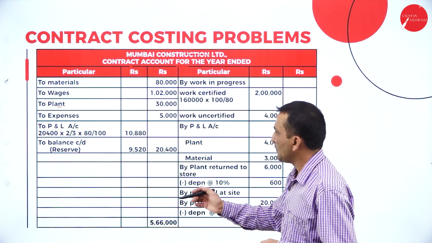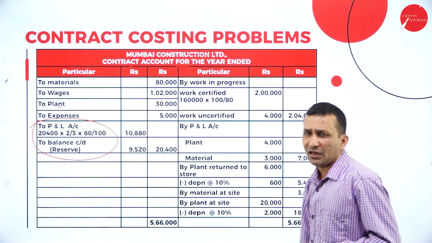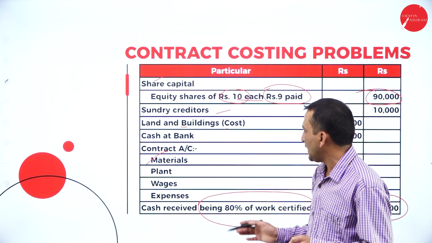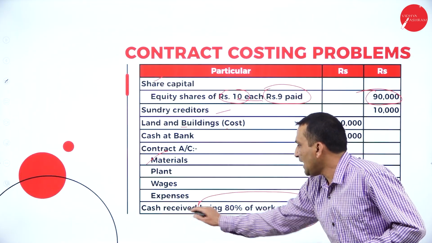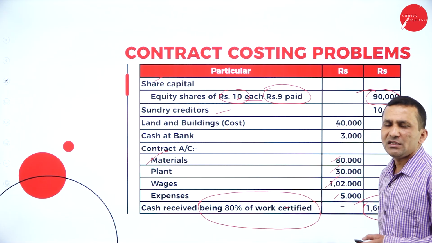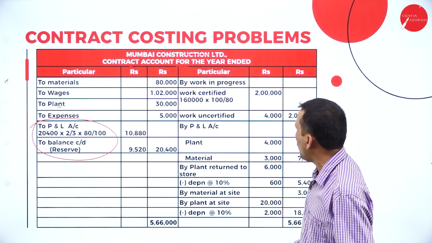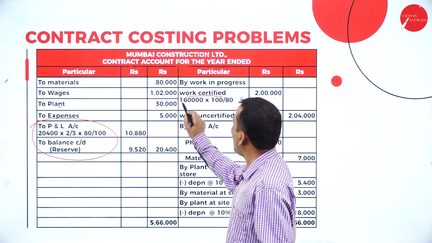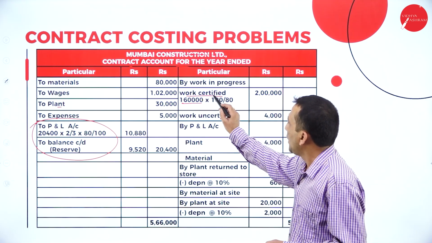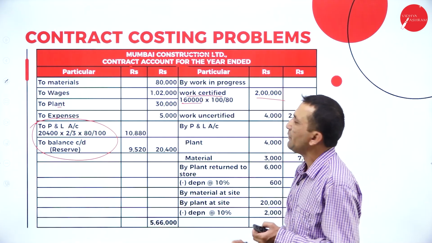Apart from this, at the end we get a balancing figure. Now, work in progress. In the question they clearly specified cash received being 80% of work certified, 1,60,000, which is excluded. Now we need to include it, so that is what we are doing. Work certified, we received cash of 1,60,000, so we do the reverse: 100 divided by 80, multiplied, gives 2 lakhs as the work certified.